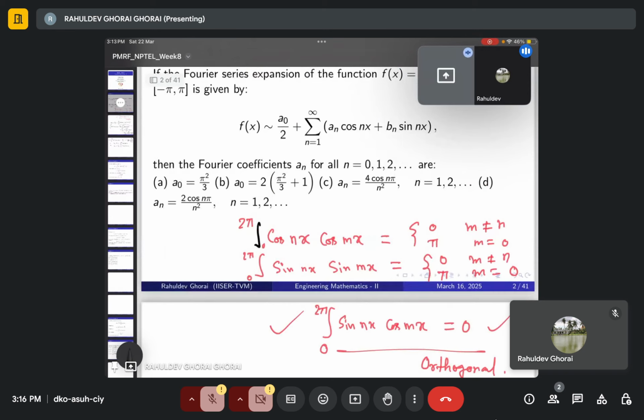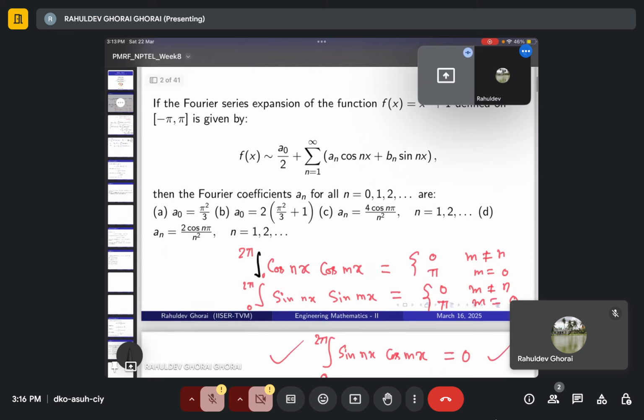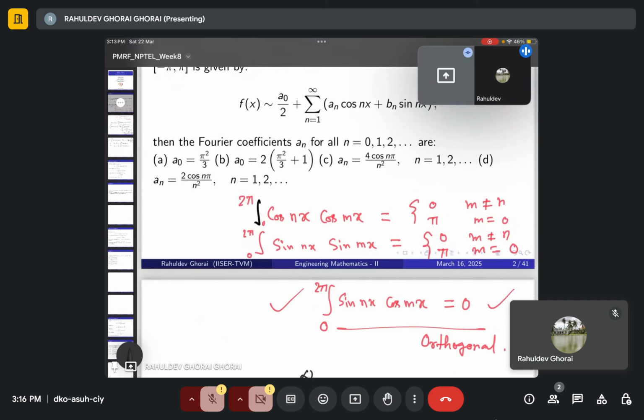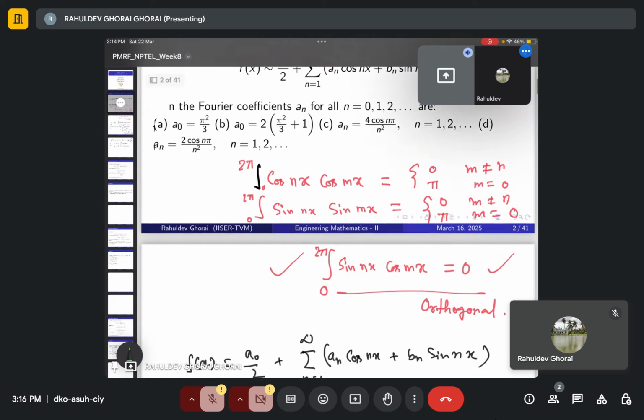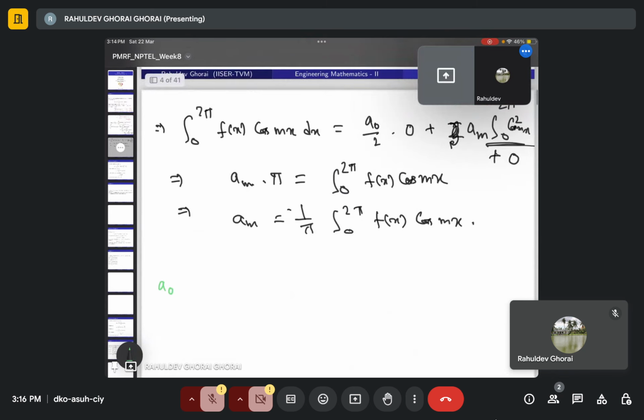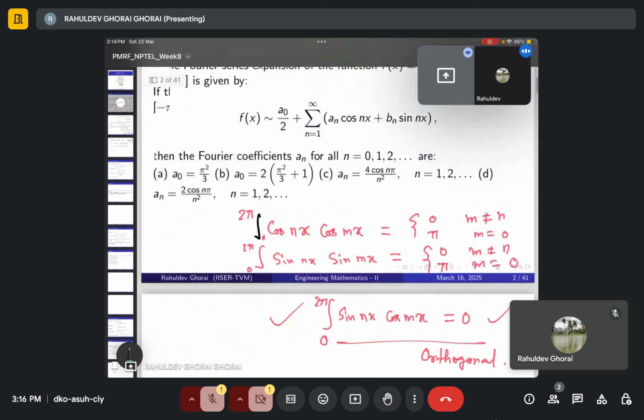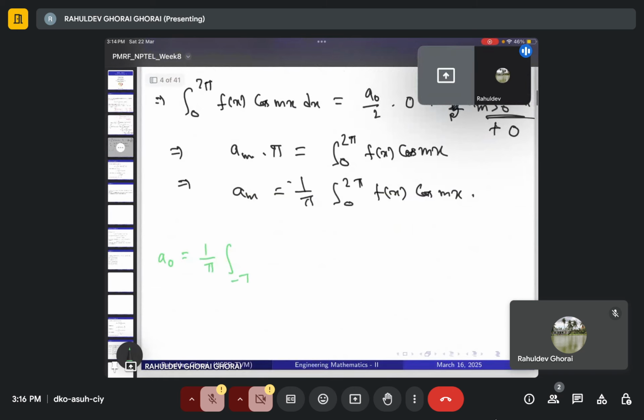Okay. So once you know this, in this question one can find out a naught. You can easily find it, right? So what will be a naught? Let me write in a different color. So a naught is nothing but 1 over pi, as I said. In this case the length of the interval is 2 pi, but the interval is minus pi to pi, so we will take it from minus pi to pi. It's very easy, just a different interval. So a naught is the integral of f(x) dx, as I said.